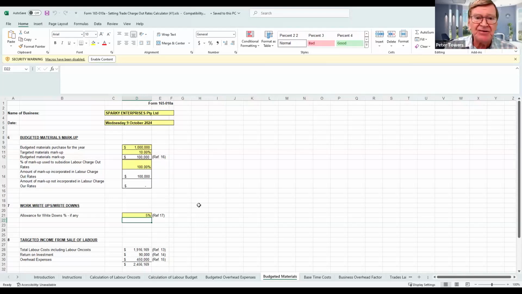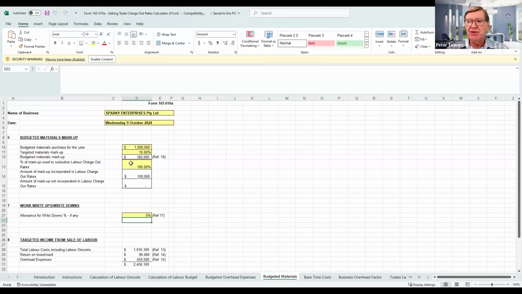Now, one of the key factors in why I'm suggesting monthly accounts are done is to make sure that these goods are actually marked up that 10%, because we're factoring in that we're going to earn $100,000 from that. Now, what are you going to do with that $100,000?